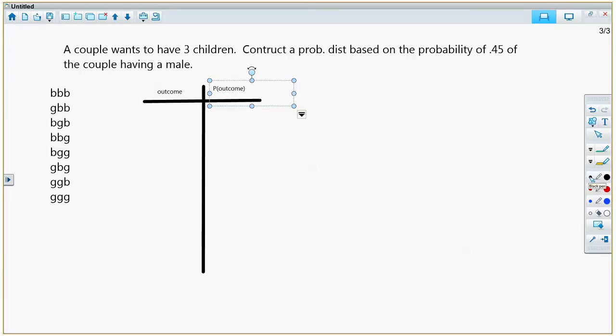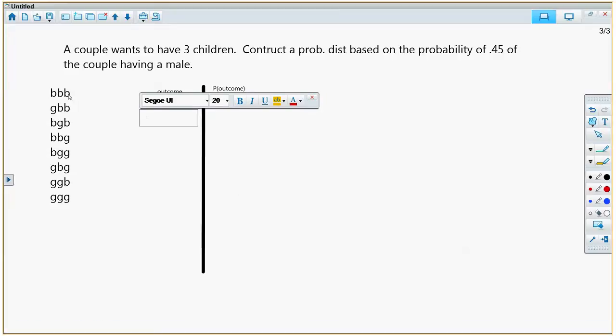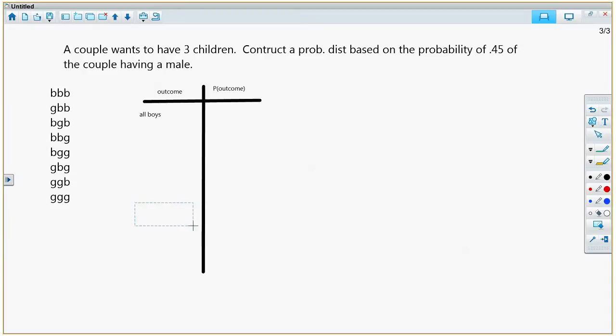Now, the probability on the left side, the first one, is going to be what? All boys, because it's the first one right here. So all boys. And then the probability of the last one down here is going to be what? All girls.